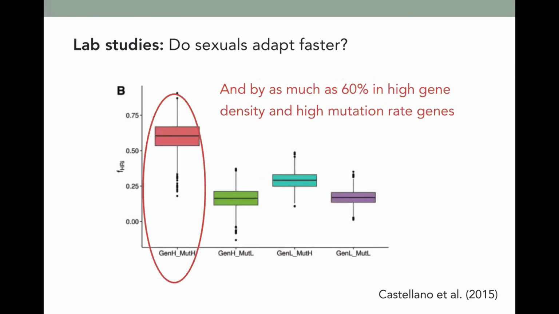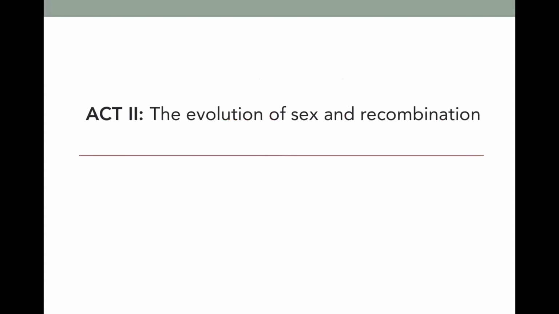When they looked instead at genes that were within high gene density regions, and that had high mutation rates, they found a whopping 60% slower rate of adaptation because of this selective interference due to neighboring loci. So far I've been talking about the impact that selective interference has on adaptation and whether or not it slows adaptation in sexual versus asexual populations.